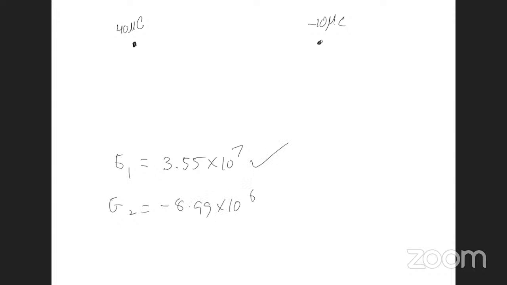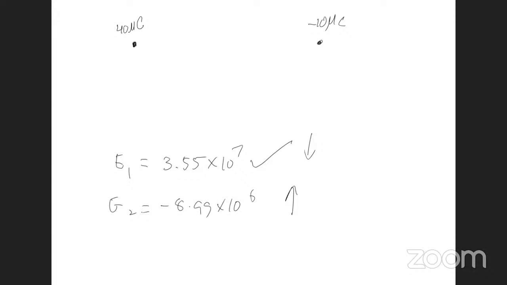Here is 40 microcoulomb, and the next value was minus 10, right? What is here? We do not know exactly where it has to go, but we have an idea. The 40 was times 10 to the minus 6. So we recognize that E1 is larger. So we have to make E1 smaller and we have to make E2 larger.